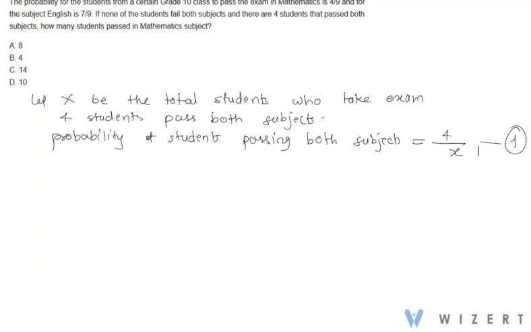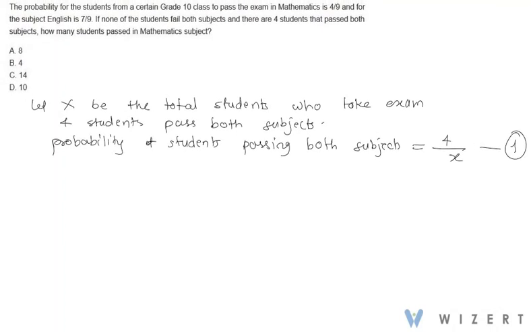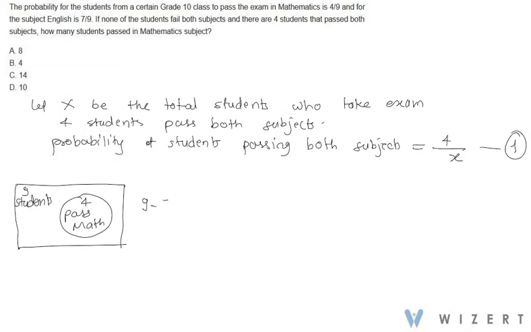Now let's evaluate the given situation. It's given that the probability of students passing mathematics is 4 by 9. That means that if there were 9 total students, 4 of them will pass math. That means that 9 minus 4 equal to 5 will fail math. Since it is given that none of the students fail both subjects, the 5 students who have failed math will pass English.